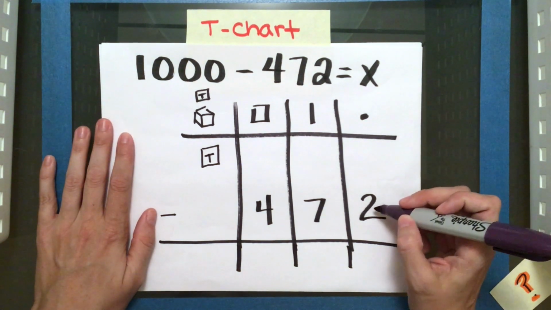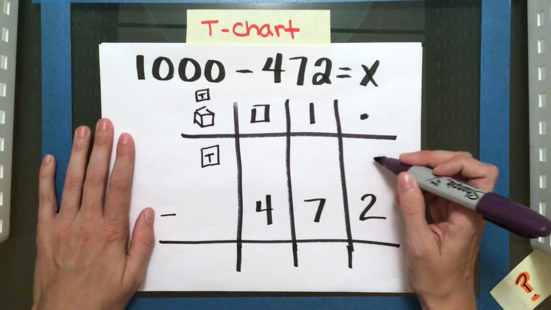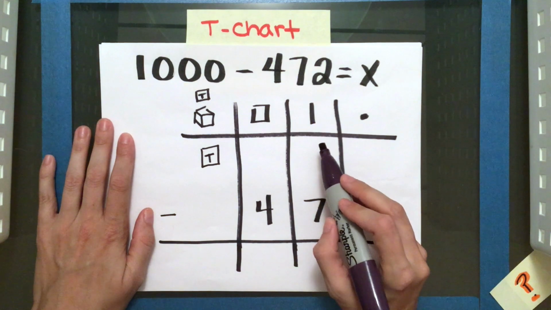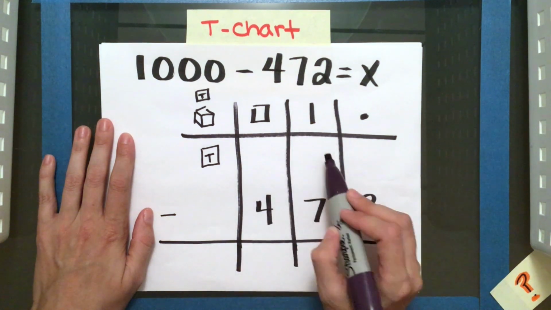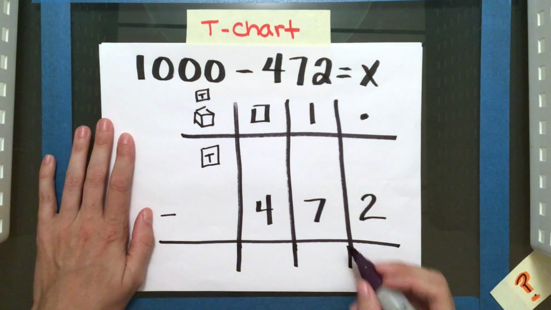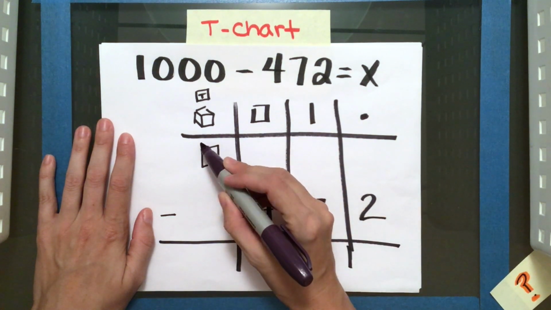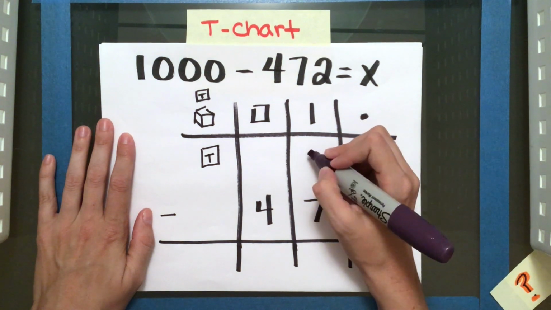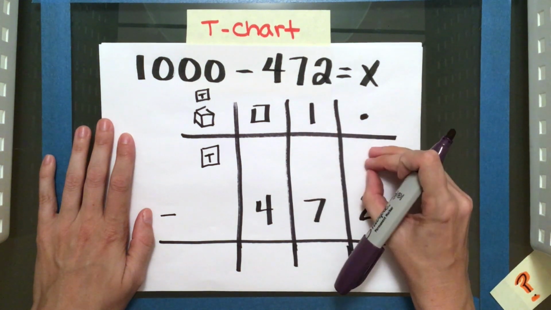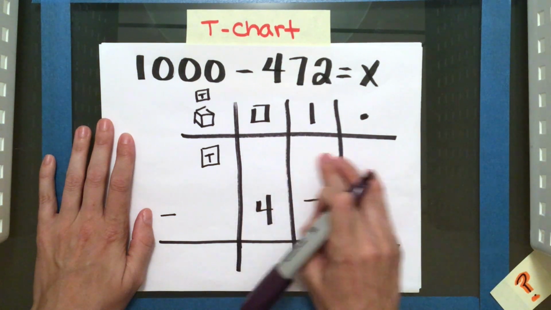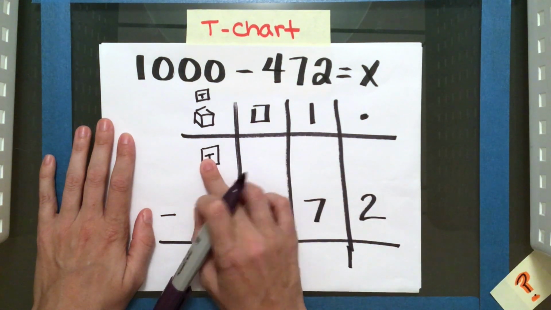Okay, subtracting 2. Well, there's no ones for me to subtract from. But there's also no tens or 100s to subtract from 1,000 either. So I'm going to have to go all the way over to the thousands and break this apart. Now, if there was a number here that I could subtract from and break it apart to move it over to borrow, I would do that here or here first. But because there's no other numbers here, I have to go over to the thousands.